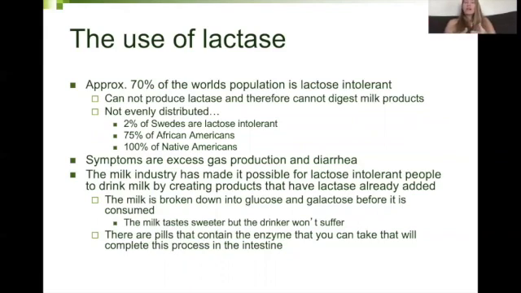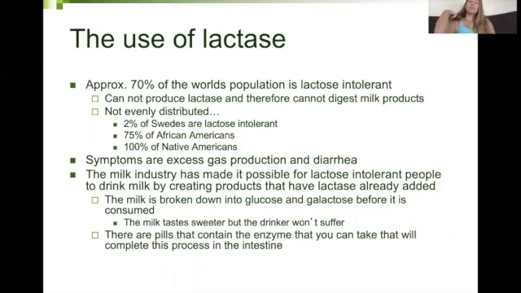Look at our breakdown here. 100% of Native Americans are lactose intolerant, 75% of African Americans, but only 2% of Swedes. Well, what did the Swedes have that the African Americans and the Native Americans didn't? They had domesticated cattle. And so they, in times of famine, would take the milk from the cattle and utilize that as a supplemental food source. And if you could break that down, you had a greater chance of surviving.